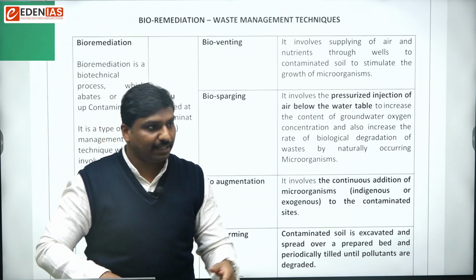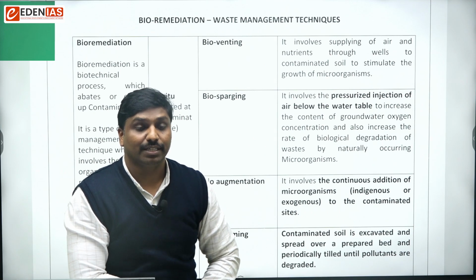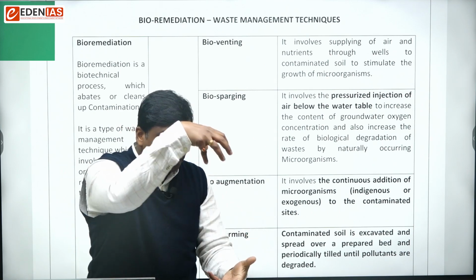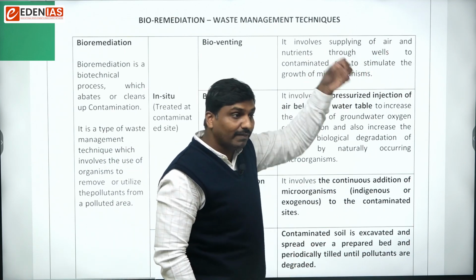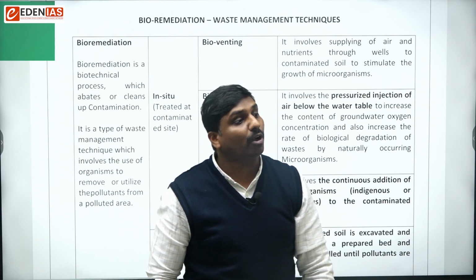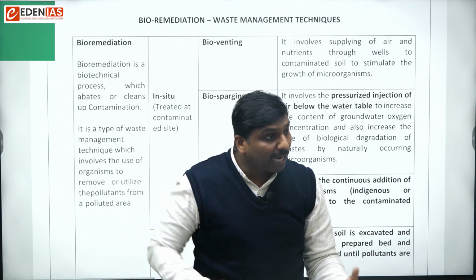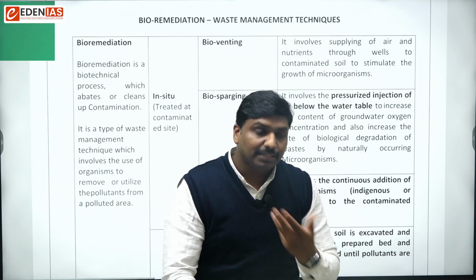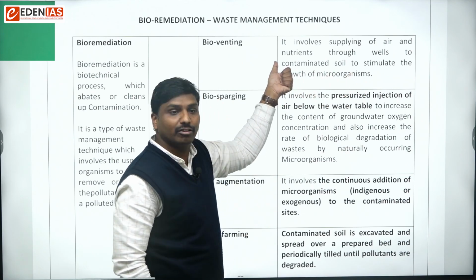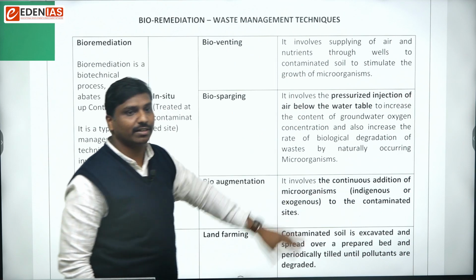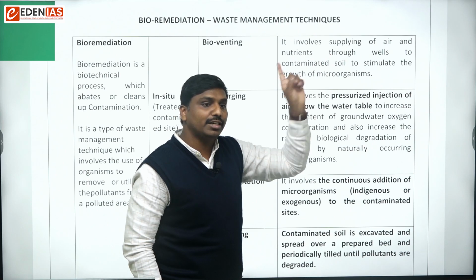Let's say, for example, a water body has got polluted with some pollutants. We make some wells into the soil, and there we inject or supply air or nutrients. When we supply air or nutrients beneath the ground, due to the availability of oxygen and nutrients, microorganisms will start growing. These microorganisms will help in decontamination of that particular soil. So in bioventing, we are making wells and through those wells we are supplying air and nutrients.